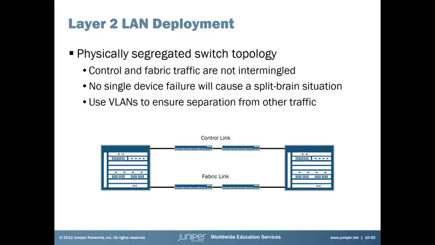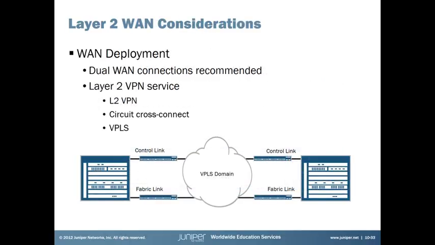And use VLANs to separate the traffic from all other traffic. So you can actually have them going across a WAN. In which case we're going to need a layer 2 VPN. We can use either circuit cross connect or some kind of perhaps MPLS network in there. We can use VPLS, which actually runs on an MPLS backbone.